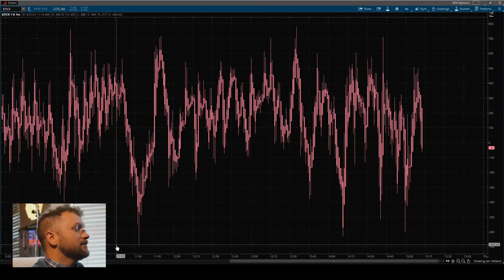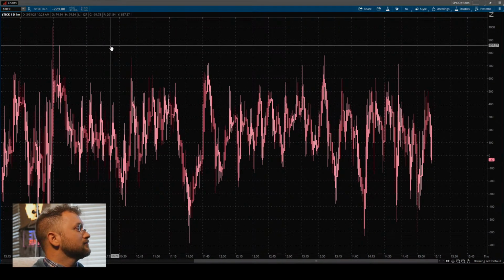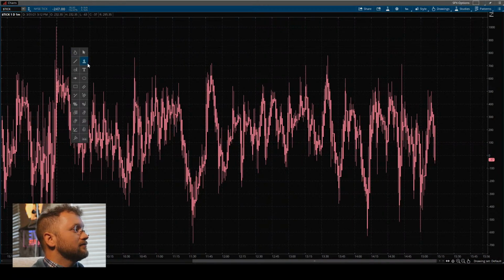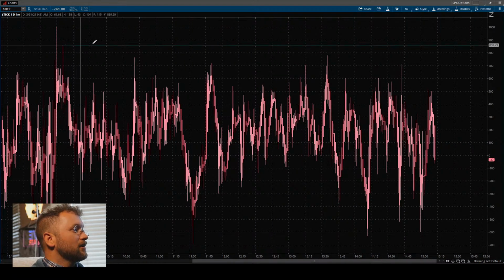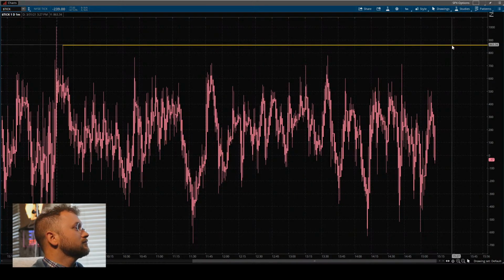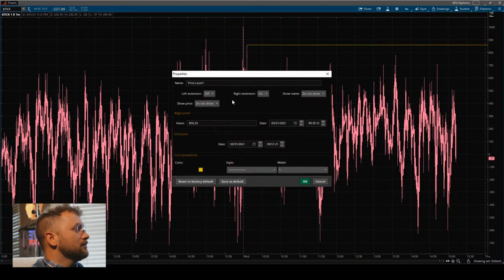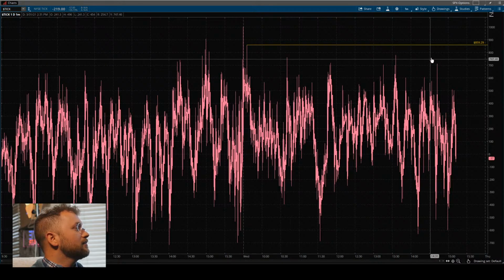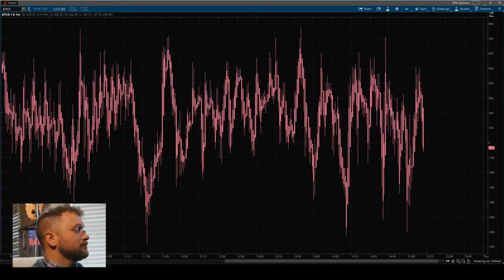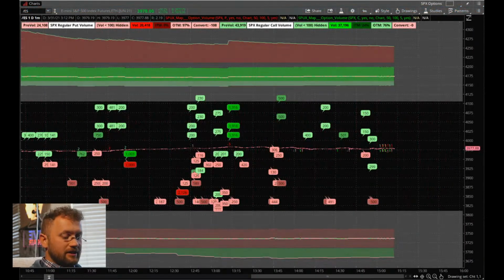Taking a look here at the tick, still nothing. All markets is a little easier to see. Still hasn't breached that level. Let's see if we can shoot it to the right. There we go. Now let's take a look at the options.